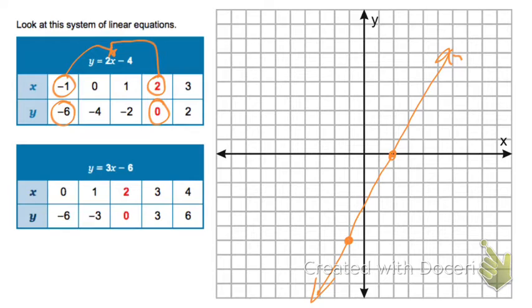And then for the next one too, they did that. If I put in 1 for x, multiply it and subtract 6, I got negative 3. So 1, negative 3 is a solution to that equation. And then, oh look, this one also has, when you put in 2, the answer is 0. Y is 0. Over 2 up 0. So sometimes you might be given those solutions in a table, and you don't have to graph it. You can just look and say, oh, they both have this point in common. That means it is a solution to both of those equations. That is the solution to the system of equations.